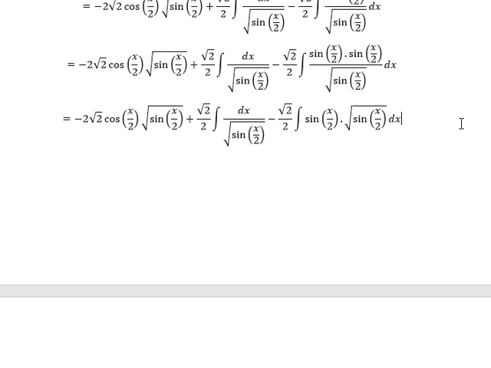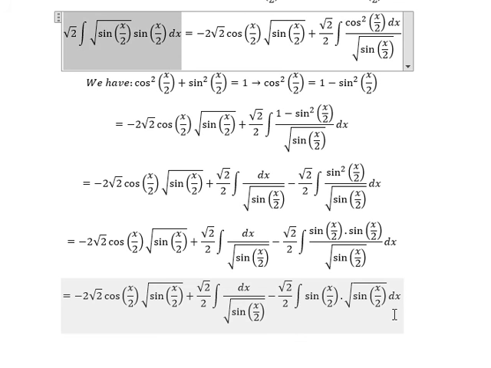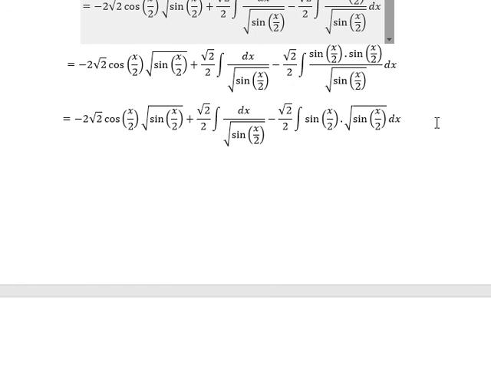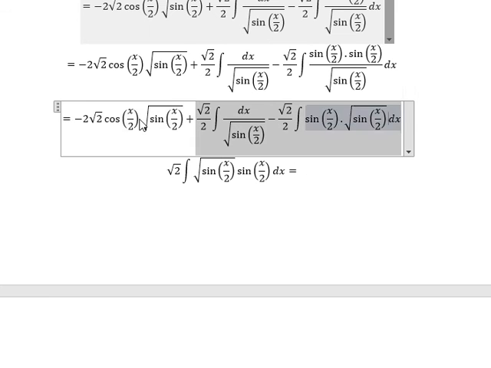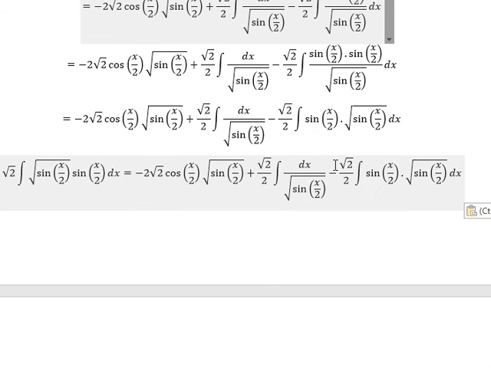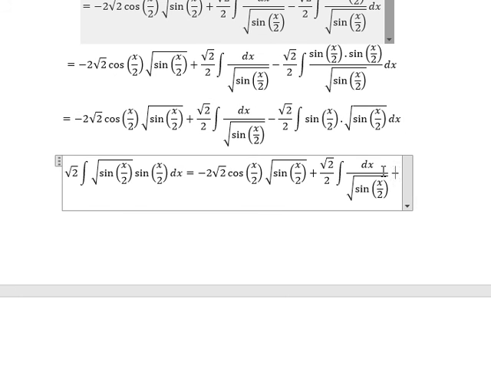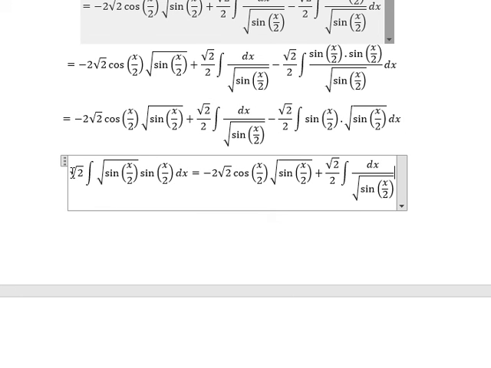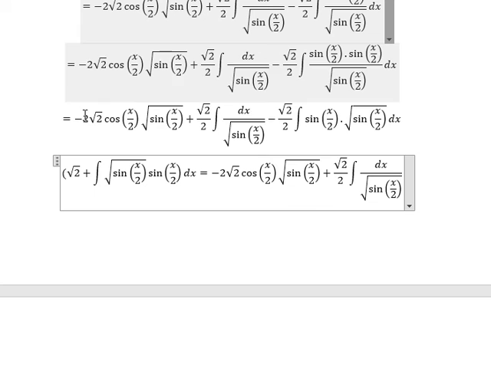And now we go back to this one. You can see that they have the same integral in here. So in this situation, I will move this one to the left, and we got about the square root of 2 over 2.